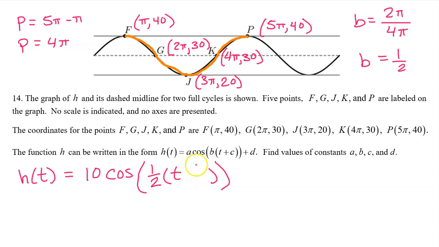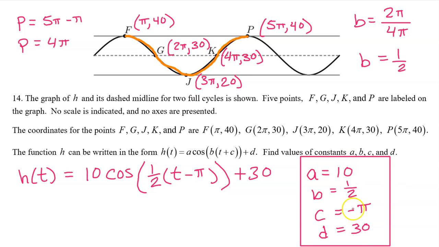The c value is the opposite of the phase shift, and this period begins at an input value of pi. So pi is the phase shift, therefore the c value will be negative pi. That just leaves the d value, which corresponds to the midline. Looking at points G and K, I see the output value on the midline is 30. So that's the d value. You can either record your answer like this, or just leave it like this.